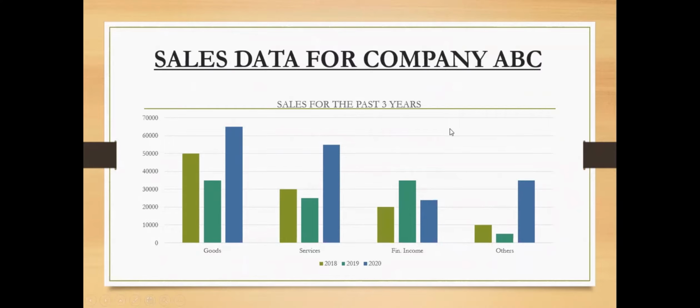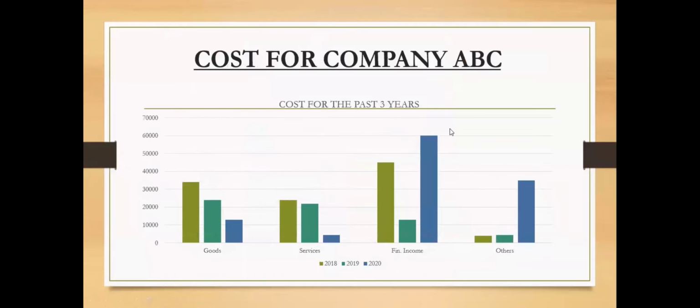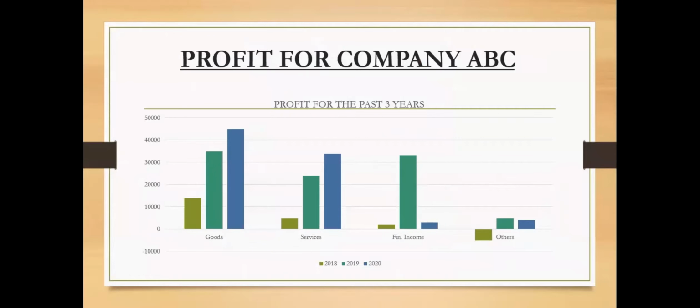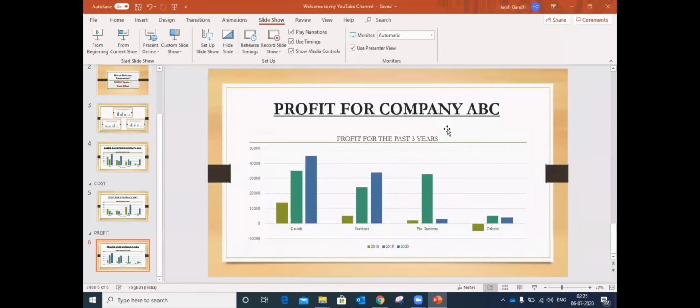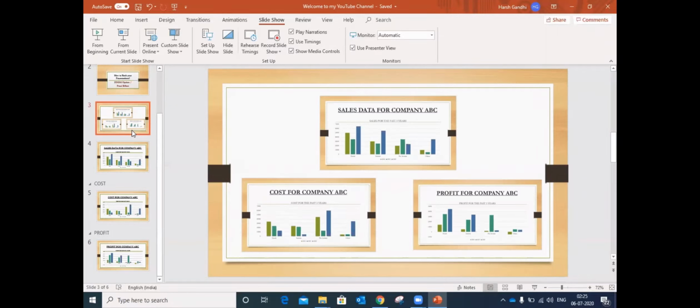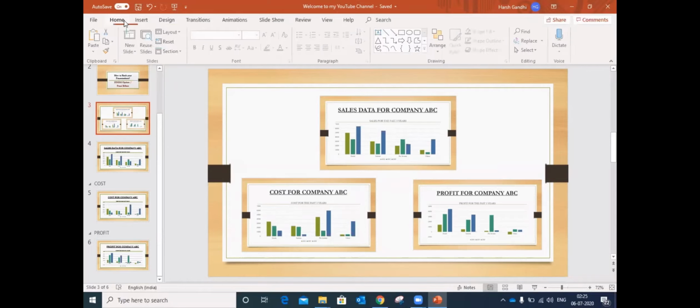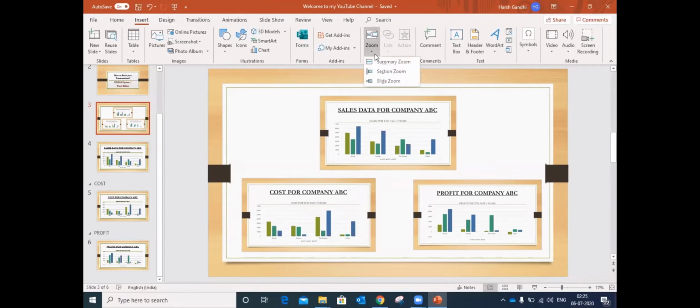On my next click, it will move to the cost slide. On my next click, it would move to the profit slide. On my next click, this would end the presentation. So in slide zoom, it will automatically end the presentation as it is. Now let us see one more feature of zoom, that is section zoom.